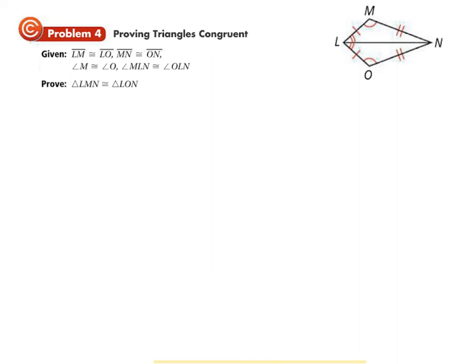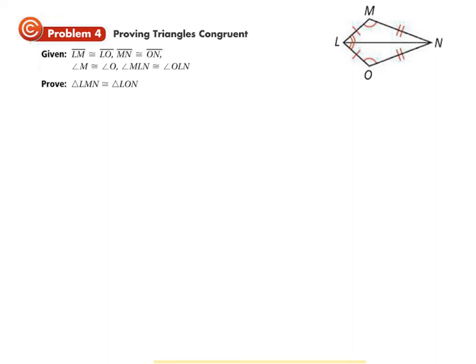Okay, so here we've got a proof that given that segment LM is congruent to segment LO, that is congruent to that, and we see those single segment marks, so we know that's true, and that segment MN is congruent to segment ON, that's also given with the double marks, and we know that the angle M right here is congruent to angle O, and we also know that angle MLN right there is congruent to angle OLN right there because of the double angle marks. Prove the triangles are congruent.